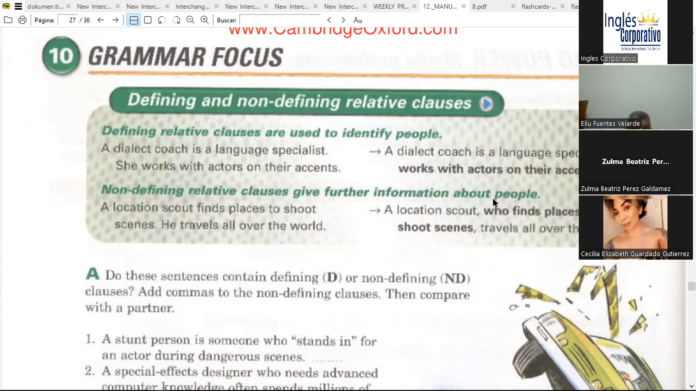Now, teacher, what is the difference between the first one and the second one? Well, in this case, the first sentence, as you can see, does not contain any commas, and we only have the full stop for the period, right? And then in the second example, we have commas because we are including extra information, right? Further information, o sea, más información, ¿verdad? And that information goes in between commas. A location scout, hasta ahí lo puedo dejar, travels all over the world, or a location scout, who finds places to shoot scenes, travels all over the world, okay?